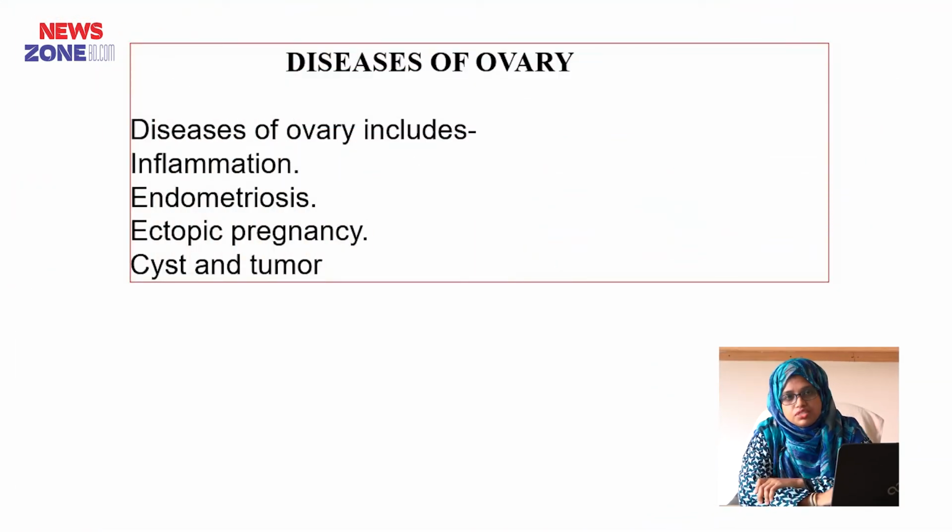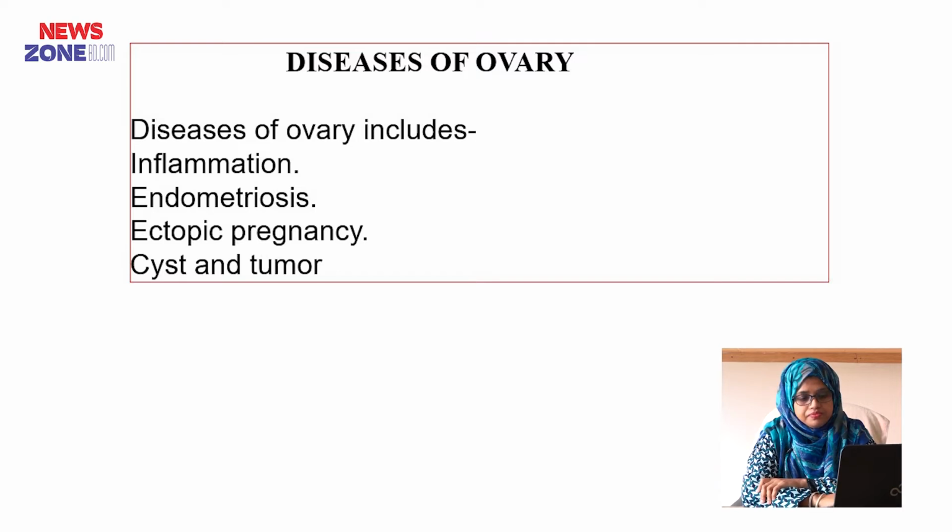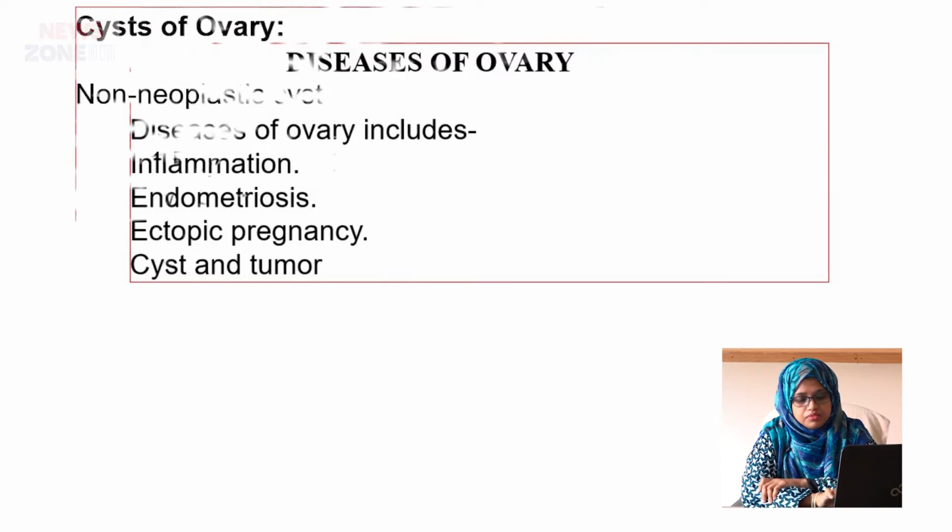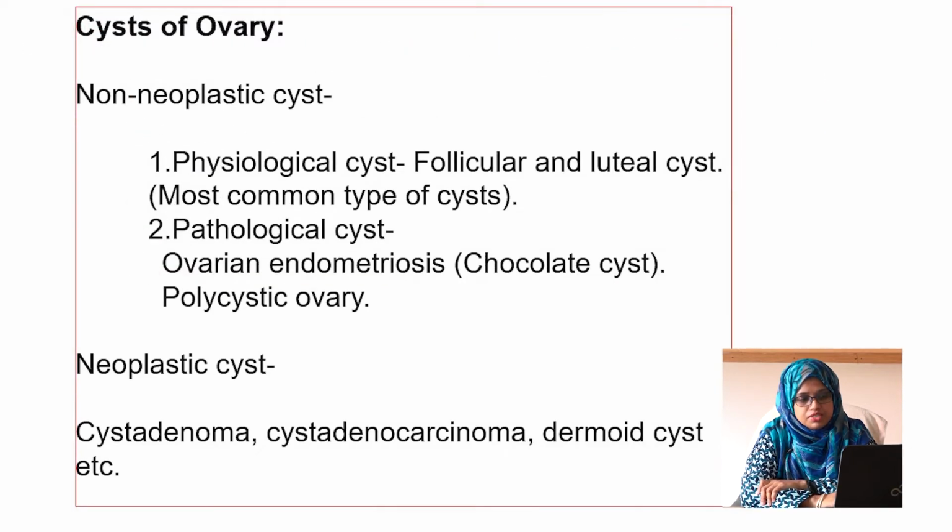Today I am going to discuss the topics about the disease of ovary. The disease of ovary includes inflammation, endometriosis, ectopic pregnancy, cyst and tumor. At first, the cyst of the ovary. The cyst of the ovary includes either non-neoplastic cyst or neoplastic cyst.